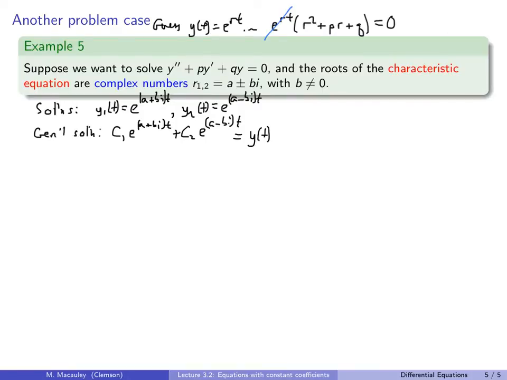But there's a better way to do this, and that's the topic of this slide. Why is there a better way? Well, what does this function look like? e to the (a plus bi)t. That's a complex exponential. It's not clear how to graph something like that. And in general, it's good to avoid imaginary numbers if we can help it. So what we'll do is we'll start with this equation, and I'll show you a better way to write the general solution.